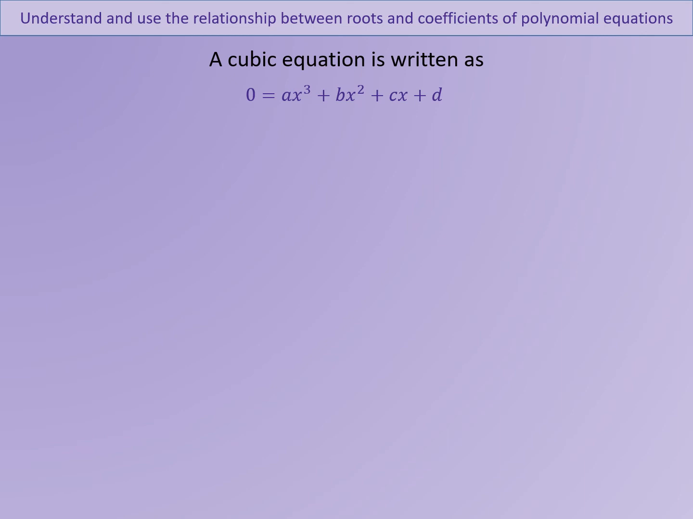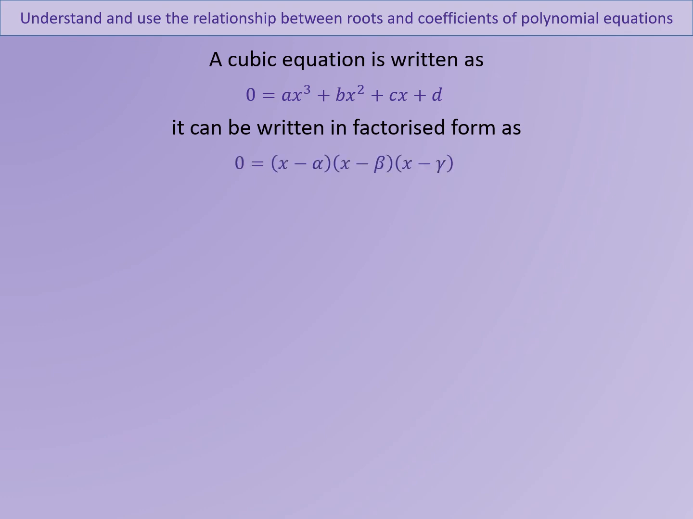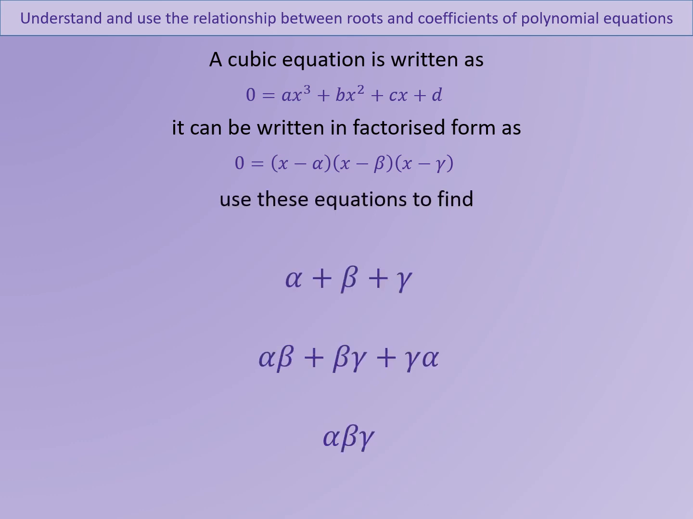Okay, so we have a cubic equation that can be written as ax cubed plus bx squared plus cx plus d, so the general equation. And when this is factorised, this could be written as three factor pairs with alpha, beta and gamma as its roots. Now we can use these equations to work out the sum of the roots, which is the first line there. We can work out the sum of the product pairs, and we can work out the product.